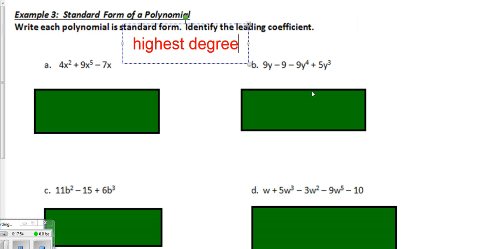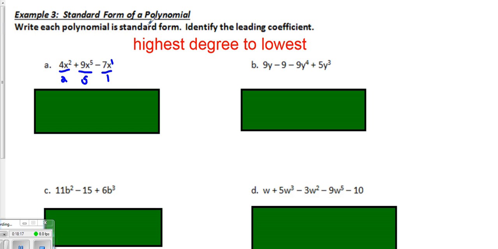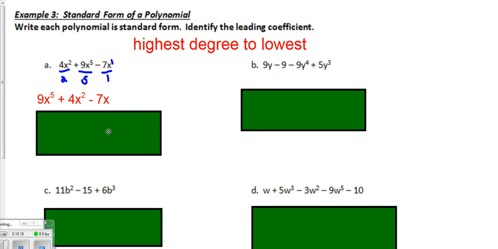Highest degree to lowest. Okay, so as we look at these, we've got 4x squared, 9x to the 5th, and 7x. This one is a degree 2, x to the second power. This is a degree 5. This is a degree, remember that's like x to the 1, so it's a degree 1. So we need to change it so that there's one with the degree 5 first.